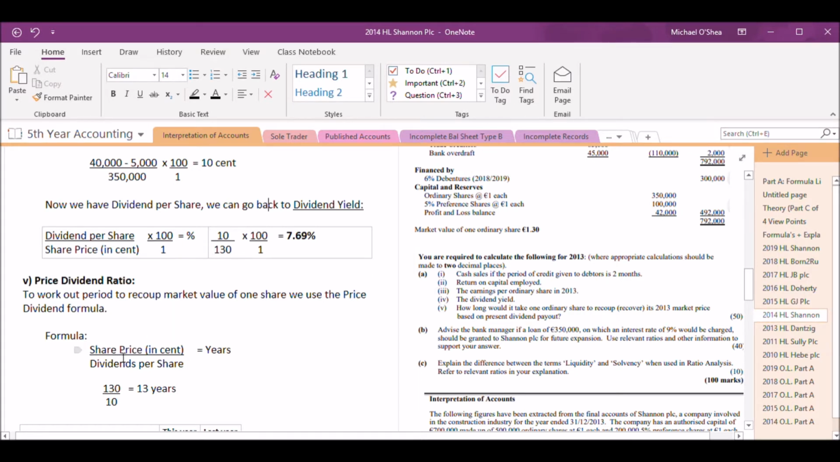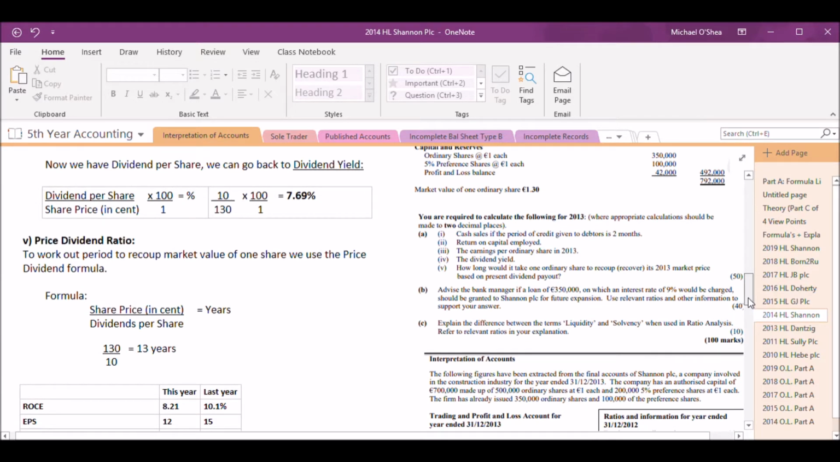So my price dividend ratio is what I'm going to use to work this out. My ratio is share price divided by DPS. My share price is 130 cent. Dividend per share we already worked out above to be 10 cent. Works out at 13 years to recoup the market value of one share. One of the more difficult ones because of the way they ask it. We have to get used to recouping the market value of a share being the same thing as the price dividend ratio. They'll always ask you to find it based on dividend payout.